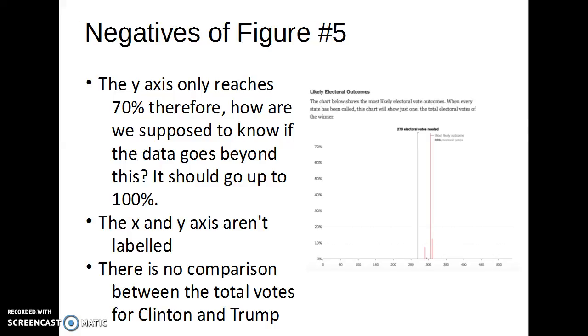The x and y-axes aren't labelled, therefore we don't know what the numerical information shown is actually telling us. There is no comparison between the number of votes for each candidate, therefore how are we meant to know who won the election? And finally, the chart shows a brief comparison between electoral votes needed and the most likely outcome of electoral votes.